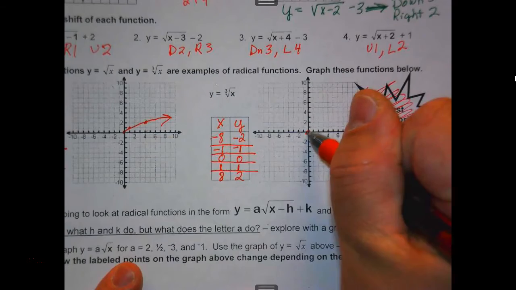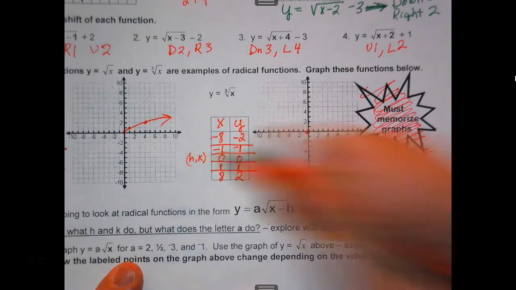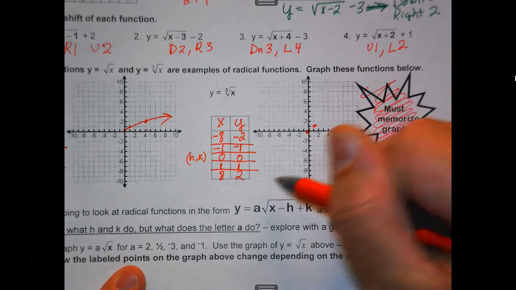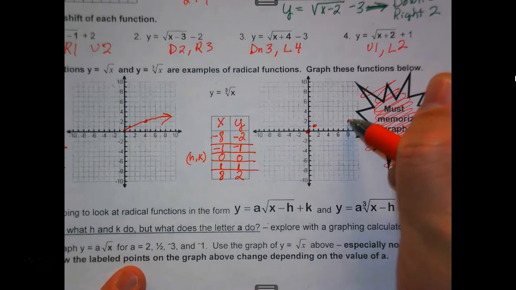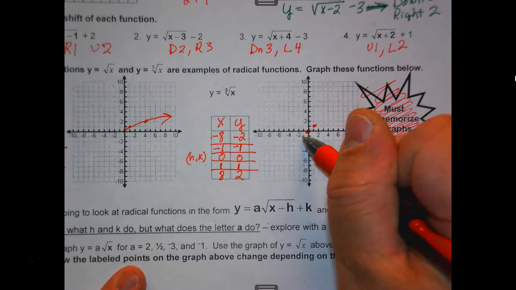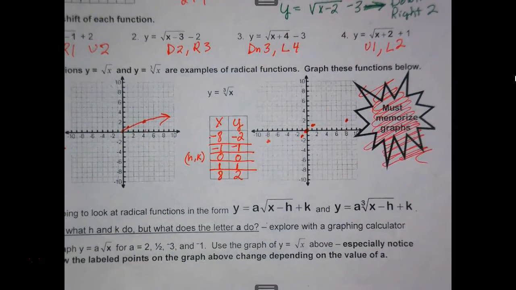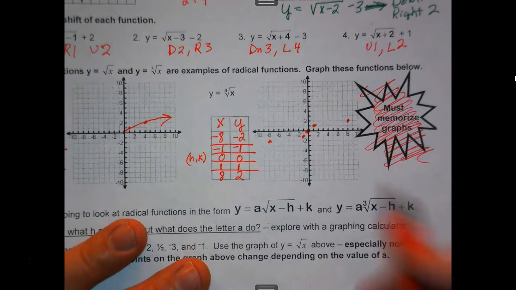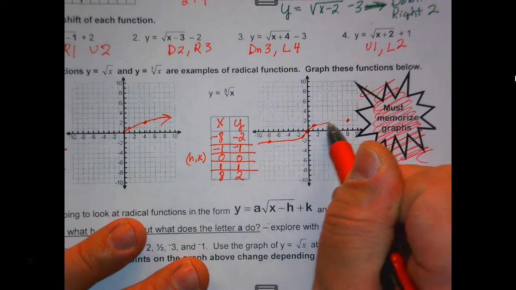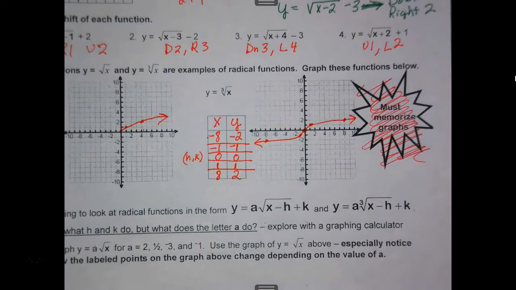See, 0, 0, that's going to be our HK, right? Let's see, 1, 1, 8, 2, negative 1, negative 1, negative 8, negative 2. Let's see how this goes. Oh, that's gorgeous.